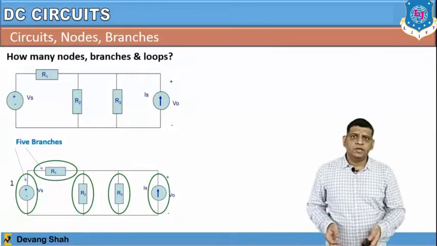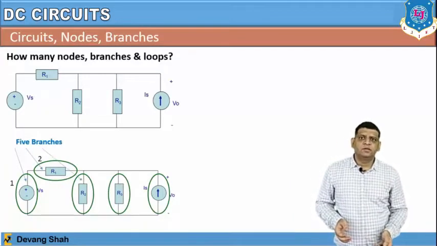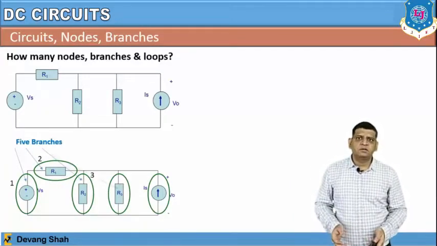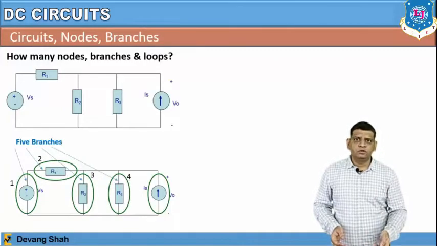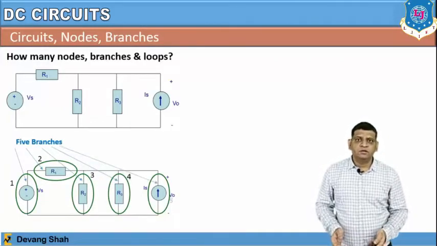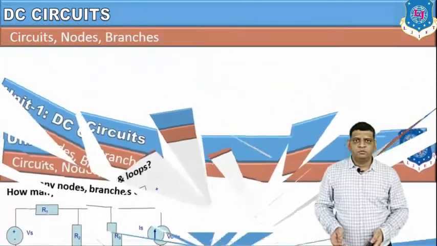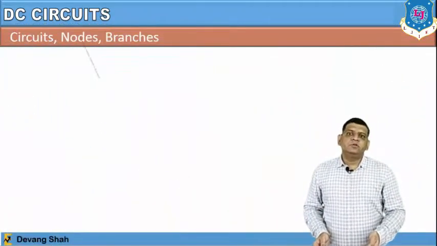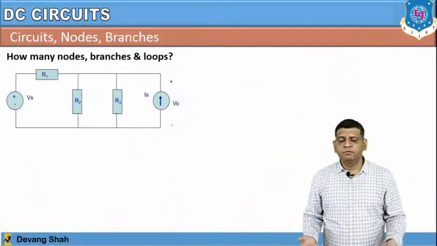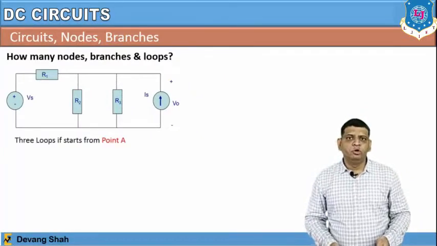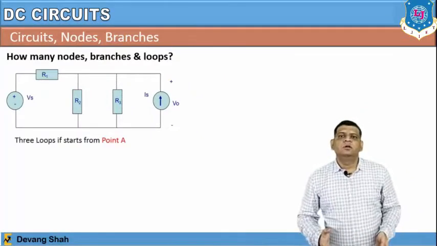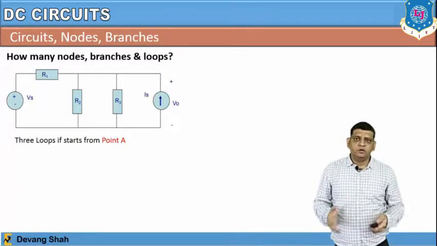So we can quickly see this. There are 5 branches in normal terminology. Once you use it for analysis, there are 4 branches, right? Now, in the same circuitry, here we look for the number of loops. So once you start in this circuit, can you guess how many loops?